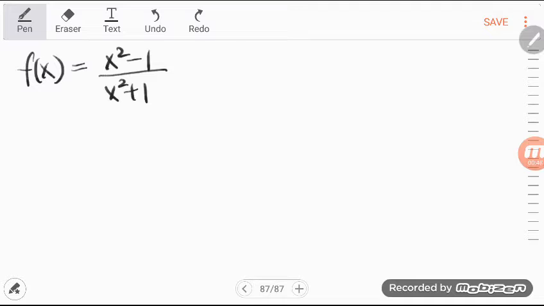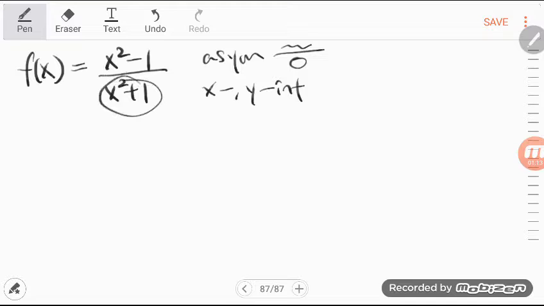So let's try to find the asymptotes, and if possible, let's try to find the x and y intercepts. Asymptotes occur when the denominator is 0, so I will have something over 0. In this case, my denominator will never be 0, so I don't have any asymptotes. Okay, and let's see what else.